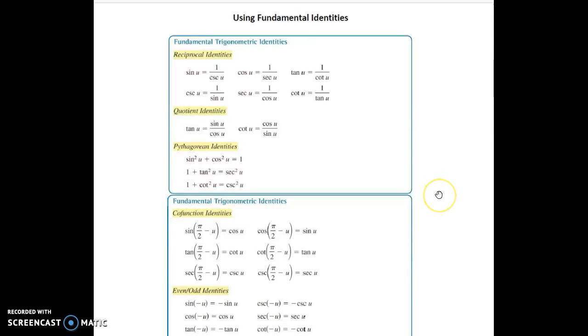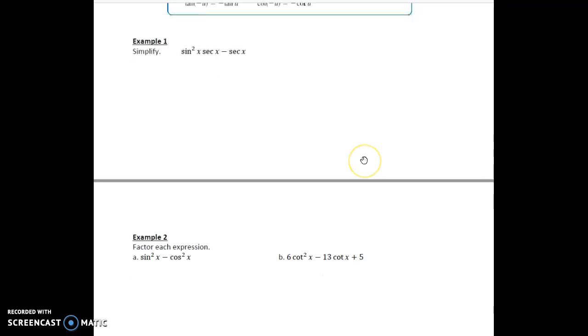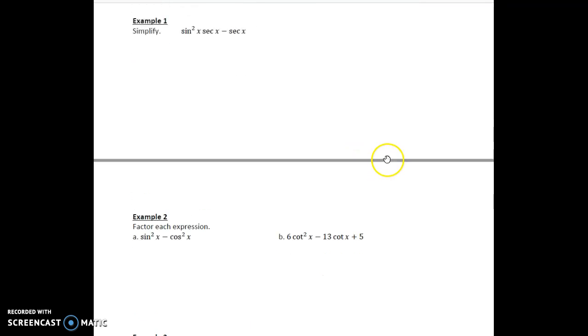Hi guys, let's take a look at a few more examples and how you can use the fundamental identities to simplify expressions. For our first example, we have to simplify sine squared of x times secant of x minus secant of x. The first thing that I would note on this one is maybe just a common strategy that you guys can use.